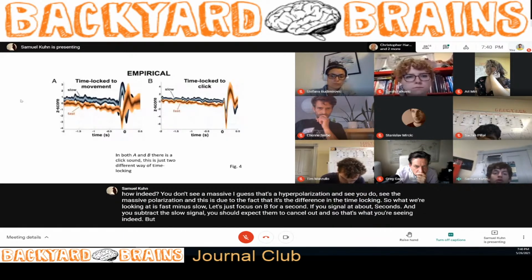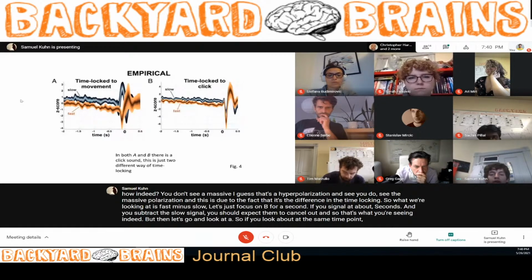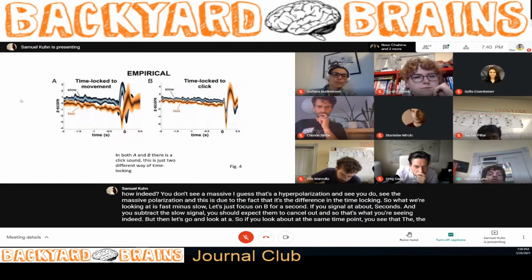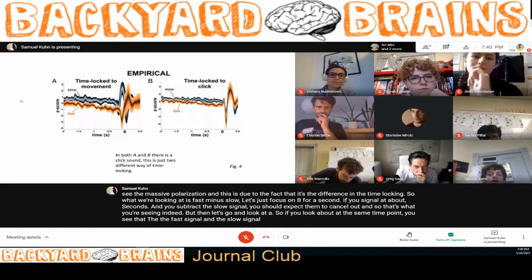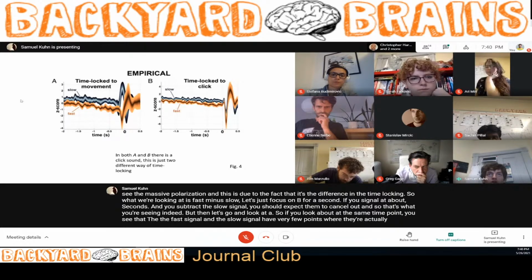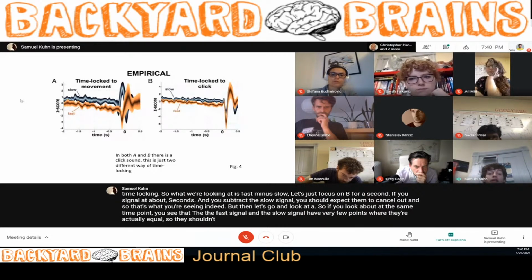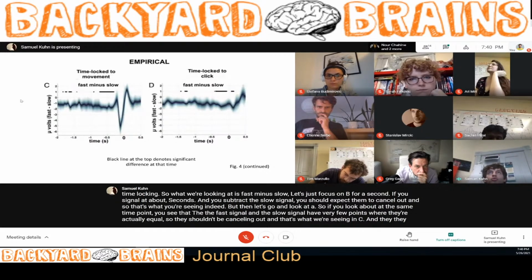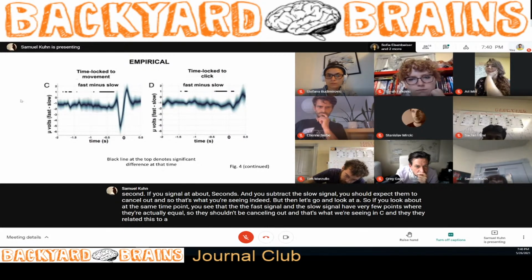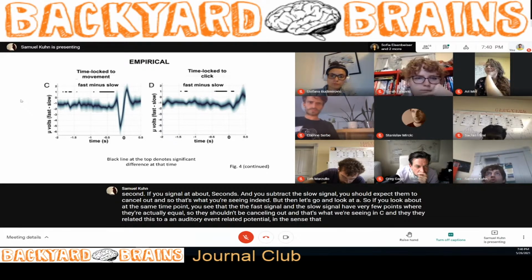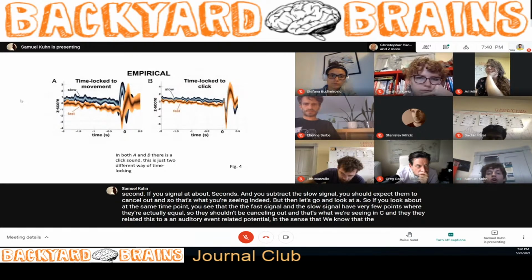But then let's go and look at A. If you look at about the same time point, you see that the fast signal and the slow signal have very few points where they're actually equal. So they shouldn't be canceling out, and that's what we're seeing in C. And they related this to an auditory event-related potential in the sense that we know that the click is causing, I think that's what we're seeing here.